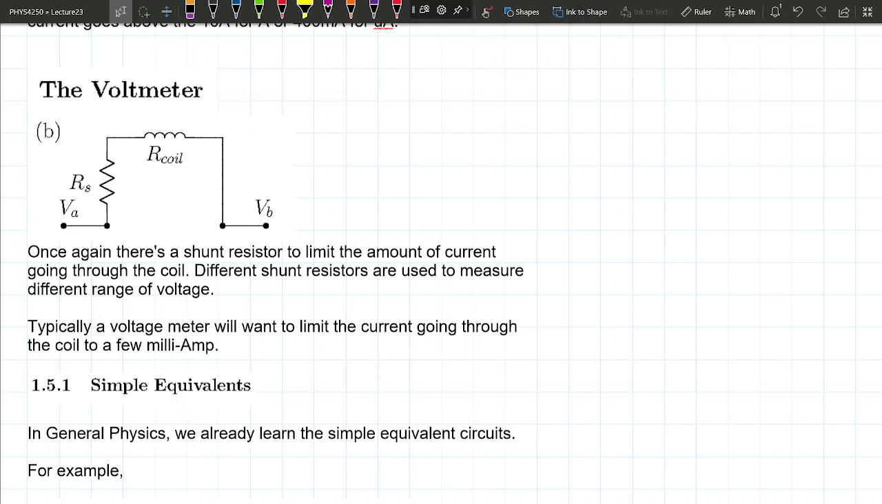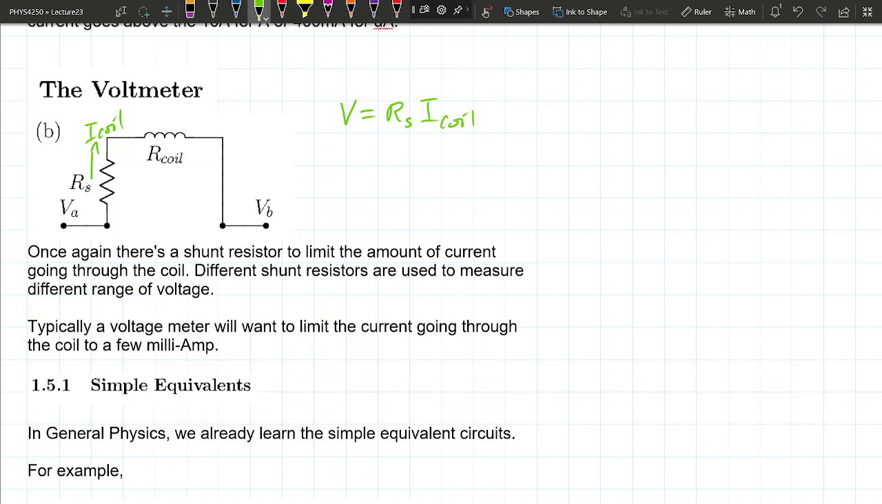Any idea? Is there some guy's name's law that allows you to relate voltages to current? Ohm's law, right? In this case we're actually applying Ohm's law, where the voltage drop across a resistor, in this case RS, is proportional to the current. Since we have only one loop here, the current through this little loop called R coil is exactly what's going through the shunt resistance.